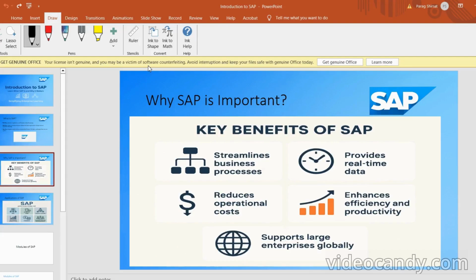Now, why is SAP so important? Because it helps businesses streamline processes, provides real-time data for decision making, and even helps reduce operational cost. In short, SAP makes organization more efficient, productive, and globally connected.